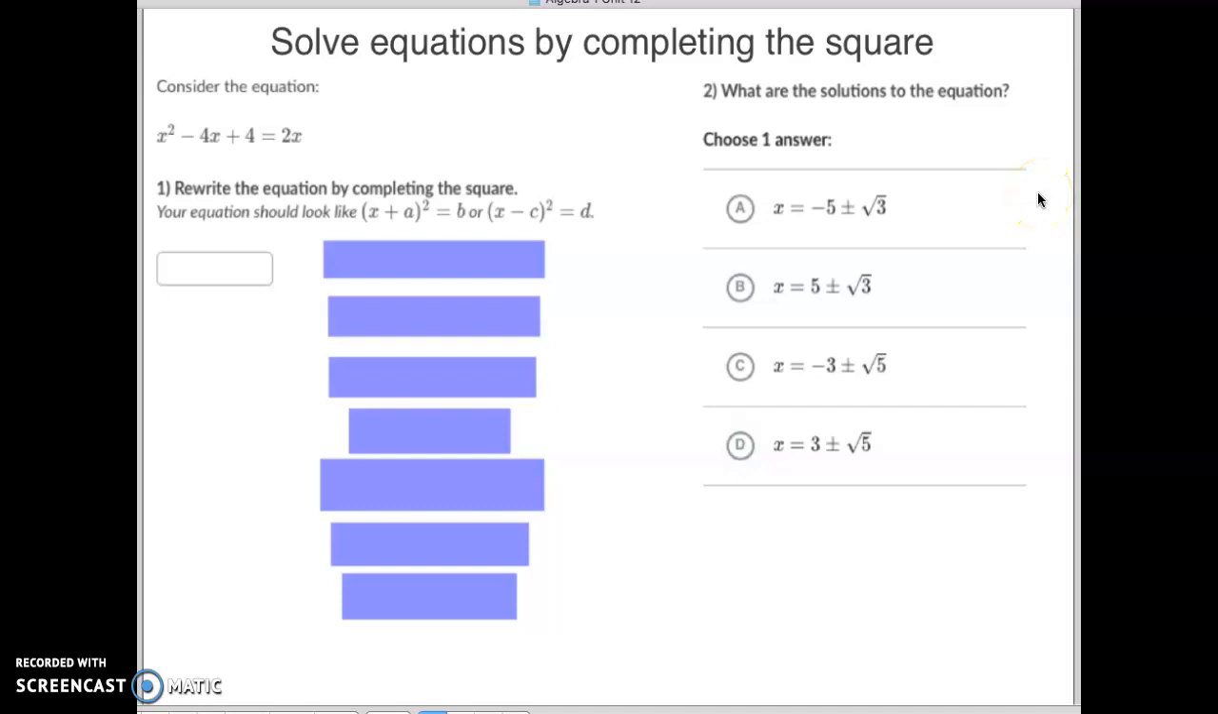All right, welcome back, Intermediate Algebra. Today's topic is solve equations by completing the square. We are definitely getting into more difficult stuff at this point. So let's get started. Here's the first part.